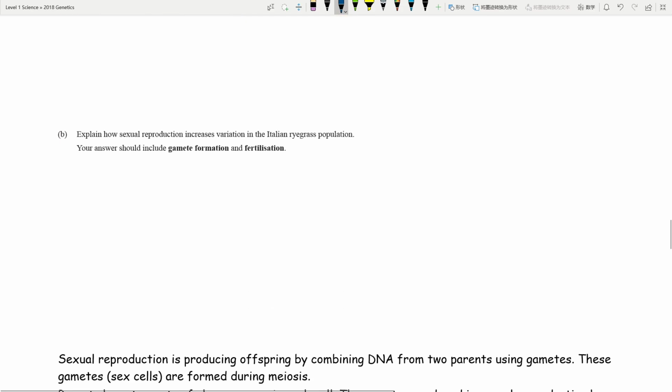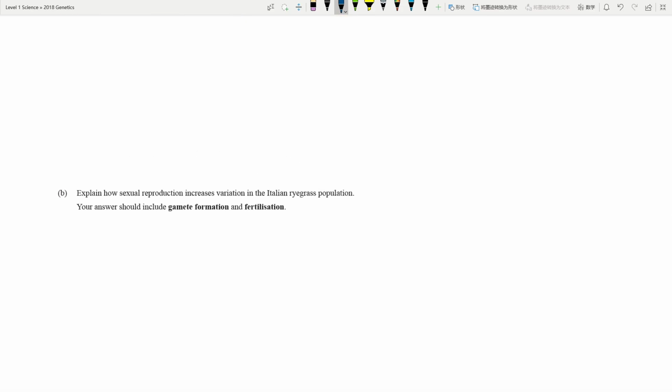All right, next one. Explain how sexual reproduction increases variation in the population. You should include gamete formation and fertilization. This is actually a really important point. One thing I always did when I was a student preparing for exams was to think, if they ask me a certain type of question, can I reword it to a different type of question and see if I can answer. This is actually a really good question.